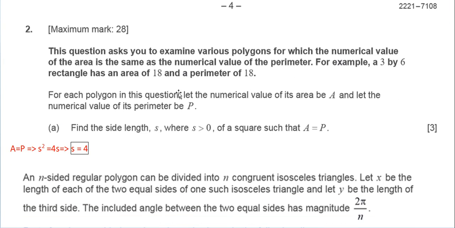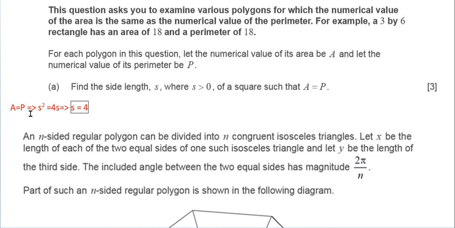Question 2. For each polygon in this question, let the numerical value of its area be A and let the numerical value of its perimeter be P. Part A: Find the side length S, where S is more than 0, of a square such that area equals perimeter. So the area of a square is S squared, the perimeter is 4S, so S equals 4. Done.